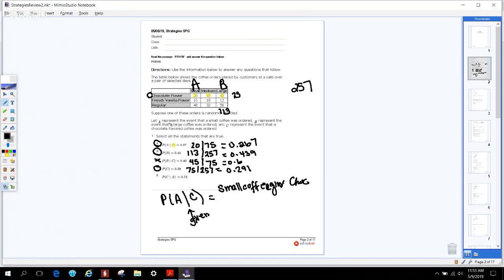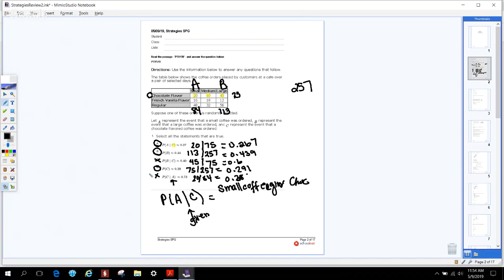For C given A, because it says given A, that is going to be my denominator, so I do have to add all these numbers up. 20 plus 16 plus 84. So C, how many people of the 84 had chocolate? 20. So 20 divided by 84 is not going to give you anything close to 0.73. It's 0.238, which doesn't equal that. So our answers are A, B, and D.